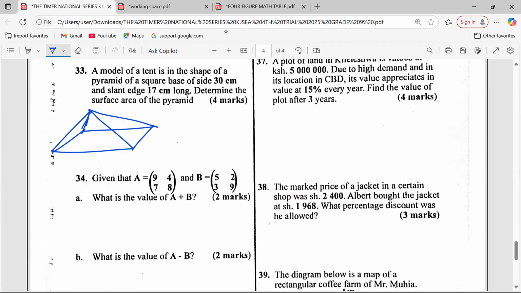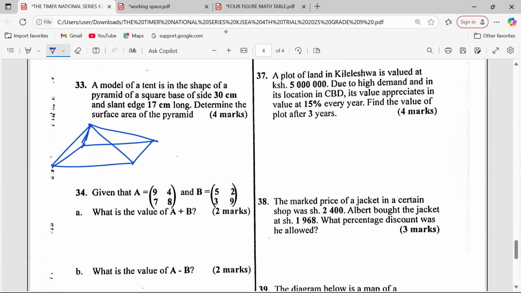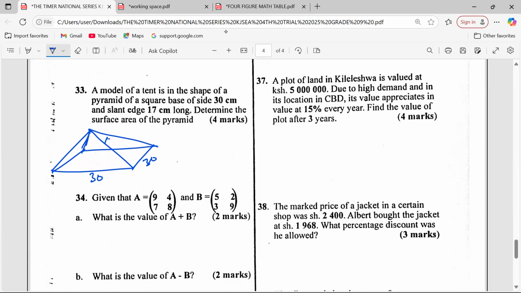So the square base is 30 by 30. Now the slanting faces, you have 17 here and 17 here. They are measuring 17, the slanting edges. So I need to get one face now, which is measuring 17 here, 17 here. Then I bisect the length here, which is measuring 30, so that I have 15 and 15.